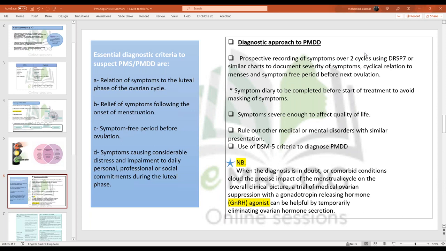Symptoms must be severe enough to affect the quality of life. So a very logical question that I ask the patient is, how does this affect the quality of your life? Then rule out medical or mental disorder with similar presentation. Use the DSM-5 criteria to diagnose the PMDD.